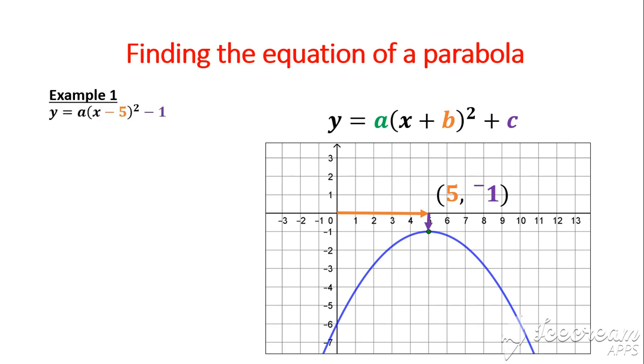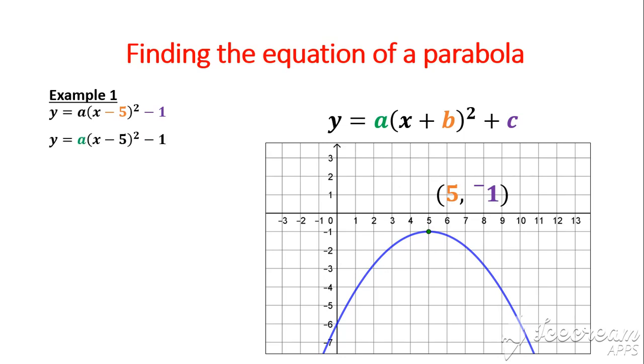So when I write down my equation, I'm going to go y is equal to the number a times brackets x minus 5. Because I've moved it sideways to the plus 5, I have to go x minus 5 in brackets. Close the brackets, all to the power of 2, and then I go subtract 1 for c because I'm moving the graph, the vertex, down 1.